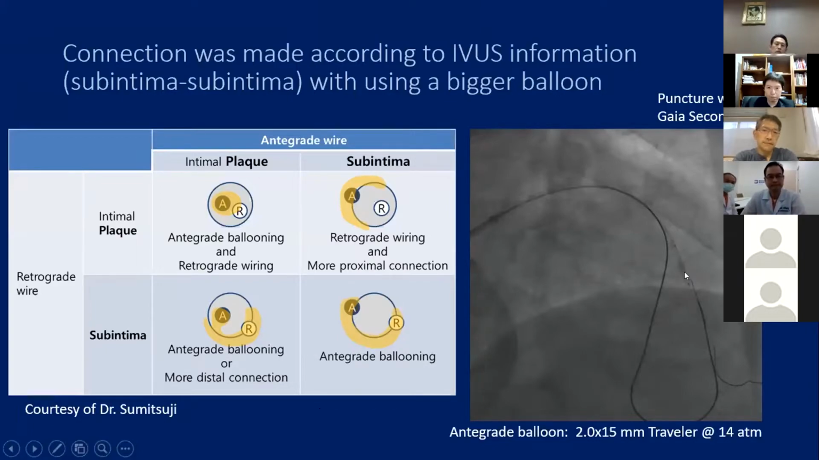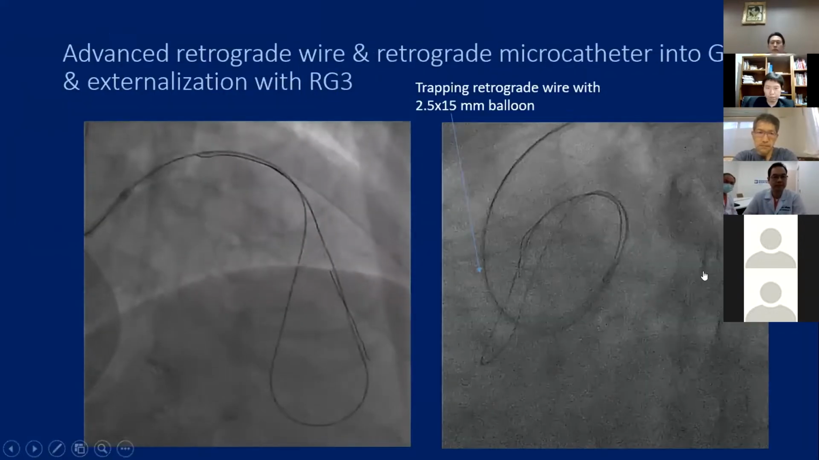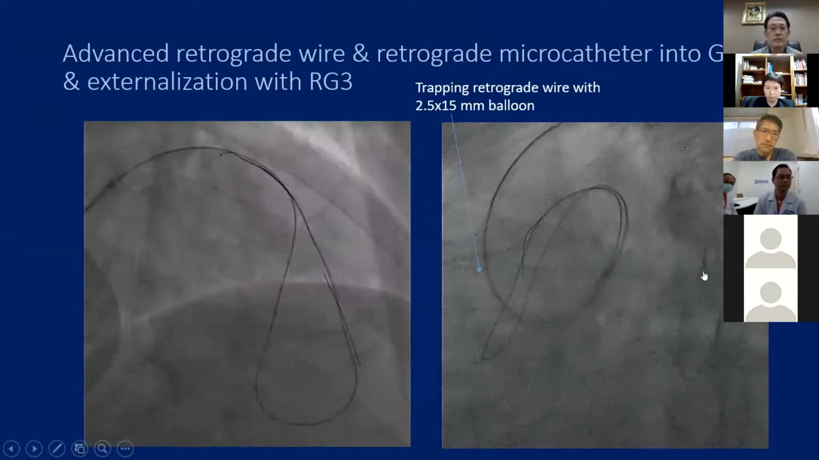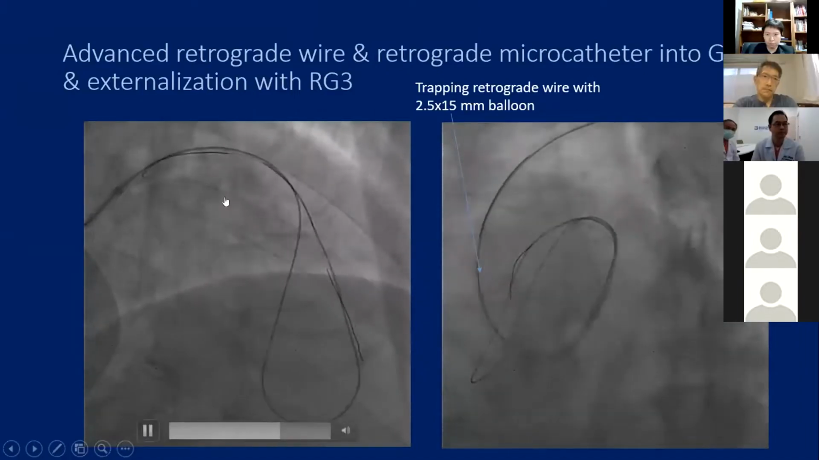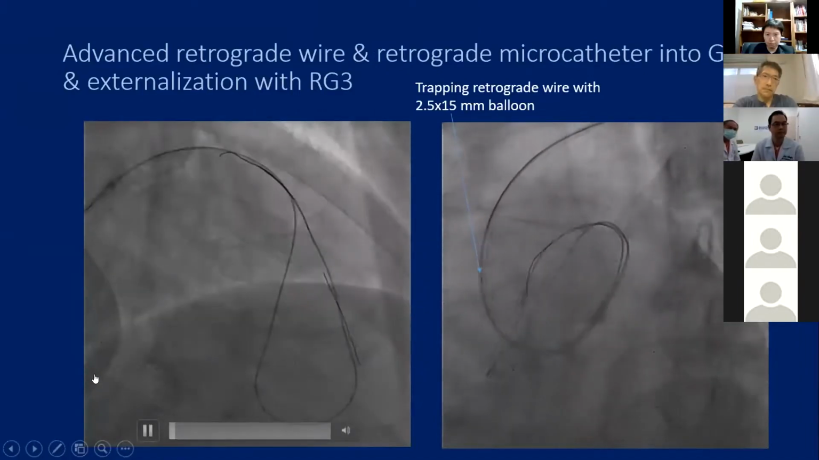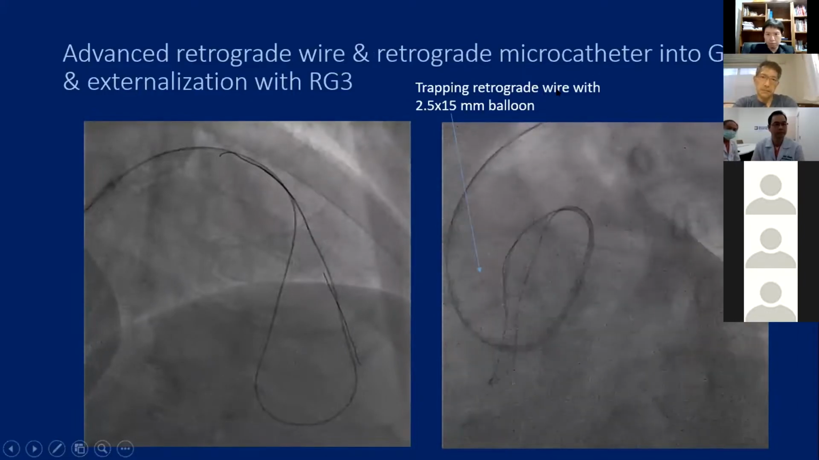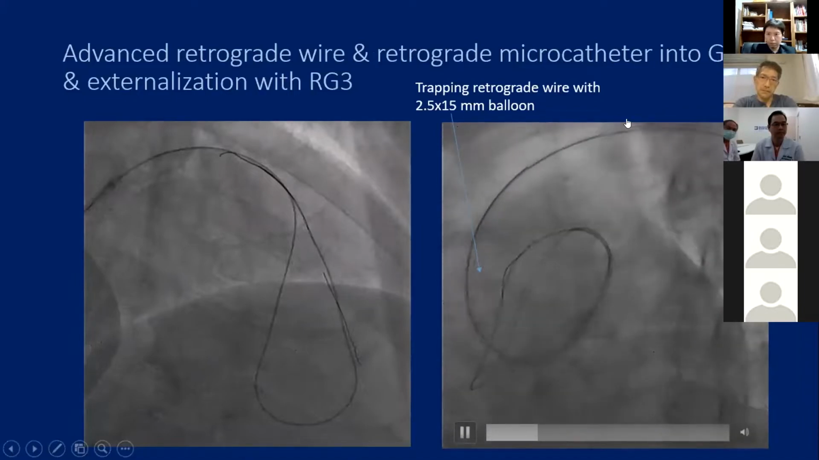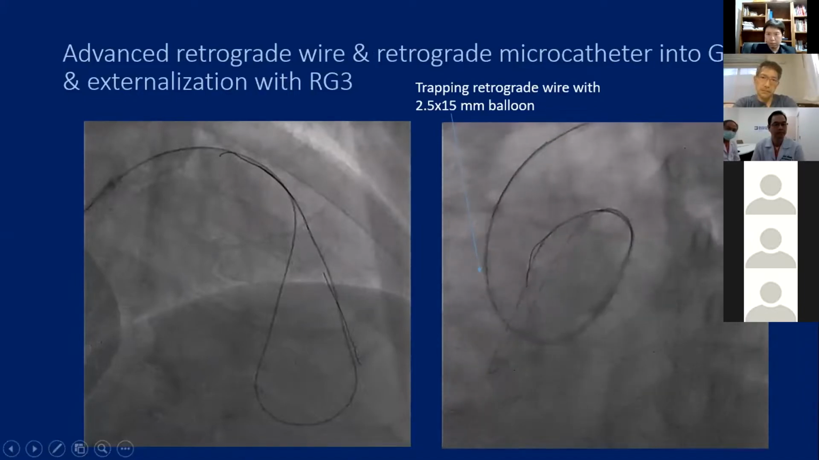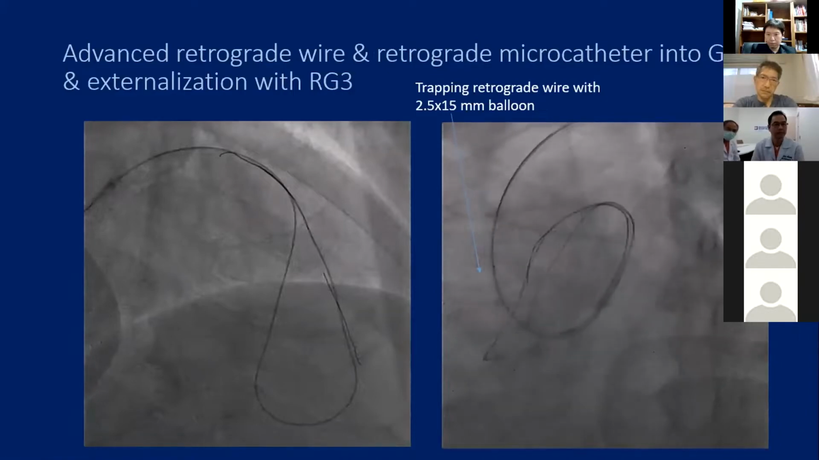So I make the connection by using a 2 millimeter balloon inflated here, and I puncture with the Gaia Second, and then I can advance the guide wire into the guiding catheter, and I trap the retrograde wire with a 2.5 millimeter balloon, and then I can advance the Corsair into the guiding catheter.